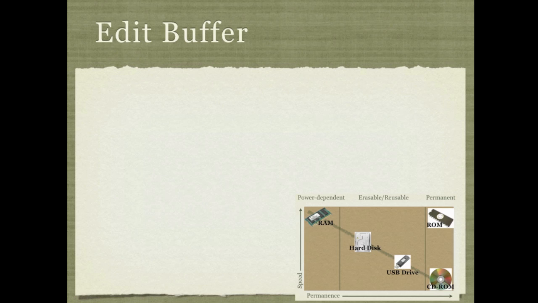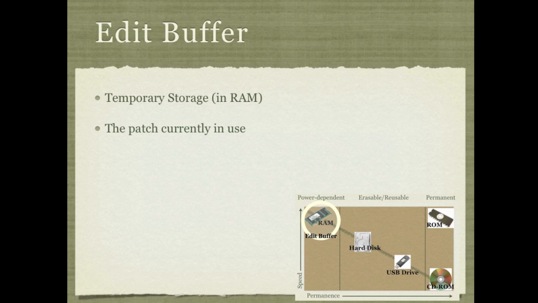The next concept that's important to know about these hardware devices is that almost every one of them has something called an edit buffer. They don't always use this term, but the concept applies to nearly every device that lets you store settings. The edit buffer is temporary storage, almost always in RAM, that stores the settings currently in use, the patch you're using at the moment.